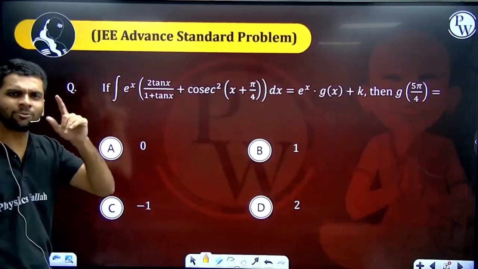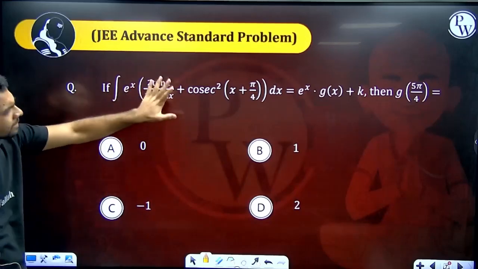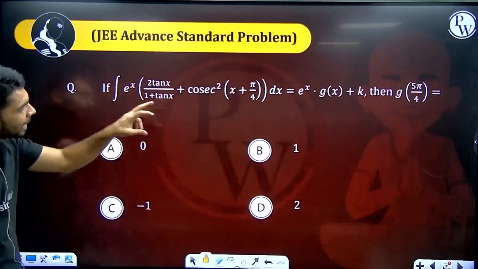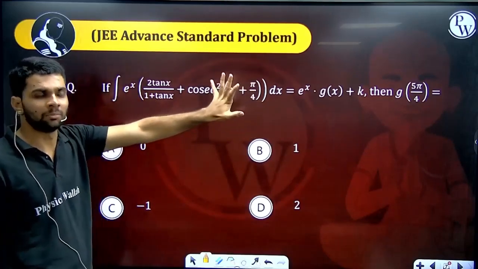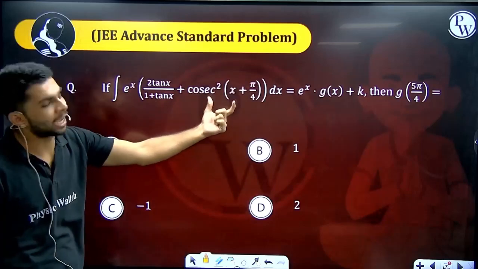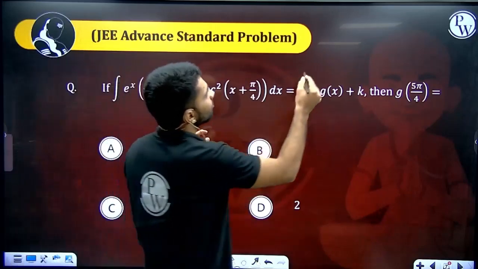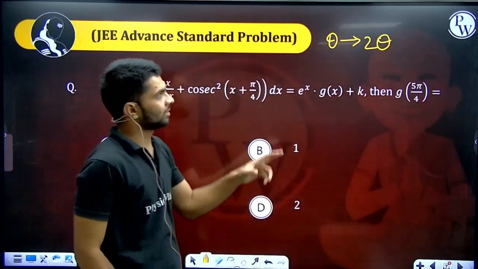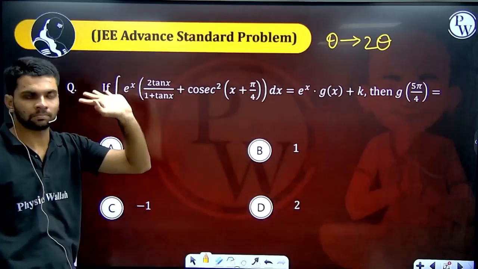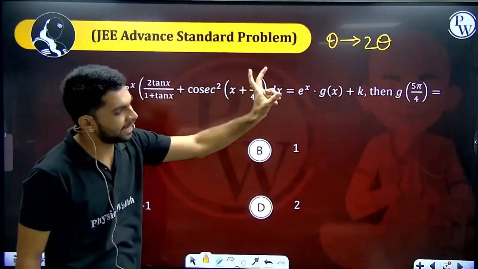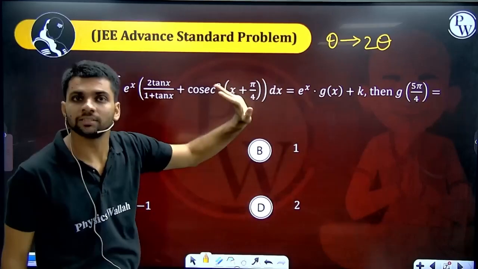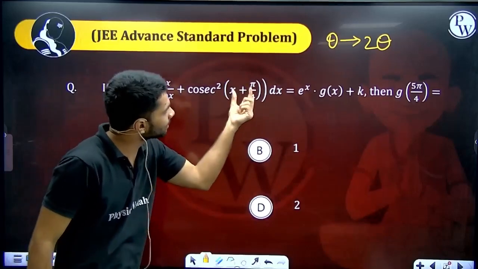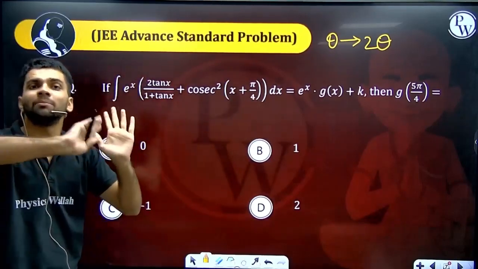I know that I have to recognize the pattern here: e to the power x into f of x plus f dash x. This can happen, but for that there is a pi by 4 which is troubling me. So what to do about this angle? That means we have to convert theta to 2 theta. Is there a method for this? This problem solving technique, is it clear to you? That we have to convert somehow theta to 2 theta. So when it becomes pi by 2, then we can eliminate that.